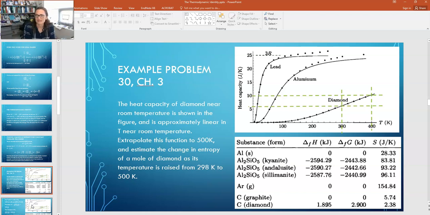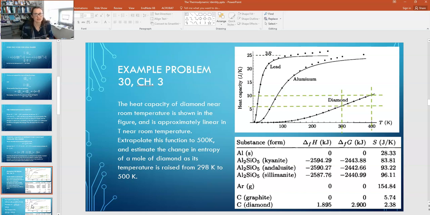Okay. Now diamond's slower, okay? At room temperature, it's still not quite there. It's still not approached that asymptote for the nice constant heat capacity like we discussed Einstein's solids should. And it's got a linear dependence. And that's actually true of materials. They won't have that constant heat capacity for some situations, and you need to know how to deal with that. So that's what's covered in problem 30 of chapter 3.